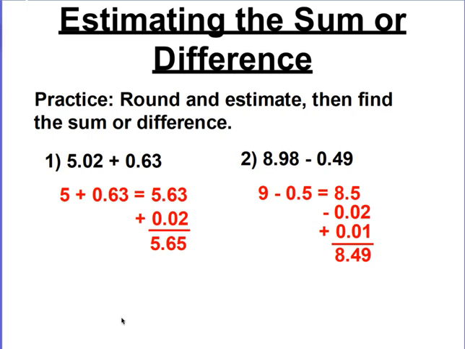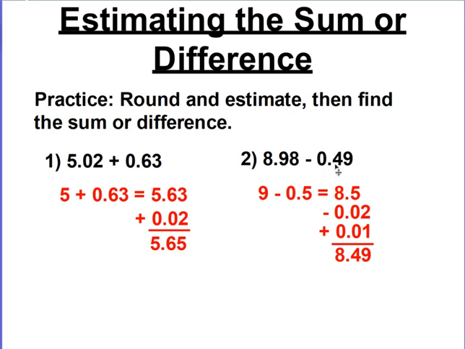Okay, so here are the answers. In the first problem, I estimated 5 2/100ths to 5, because it's almost 5, and added that to 63/100ths to get 5 63/100ths. I added on an additional 2/100ths because 5 2/100ths is 2 hundredths more than 5. So I added that on to my estimated answer to get my actual answer of 5 65/100ths.